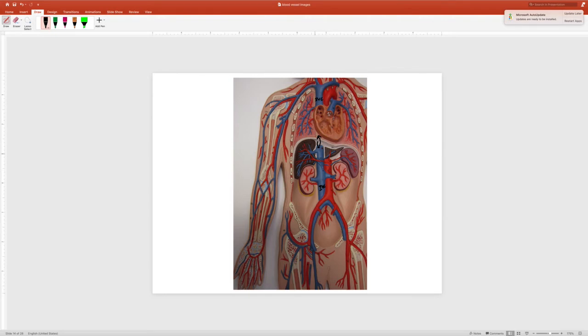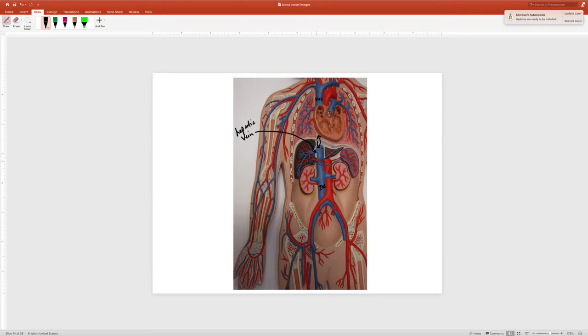The hepatic vein here drains into the inferior vena cava. So the hepatic vein is the vein that drains the liver. Hepatic vein. And you want to keep this separate from the hepatic portal vein. So we can't see the hepatic portal vein on this image. We're going to look at it in another model.